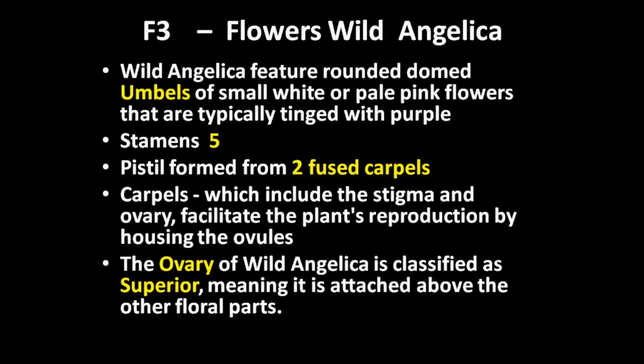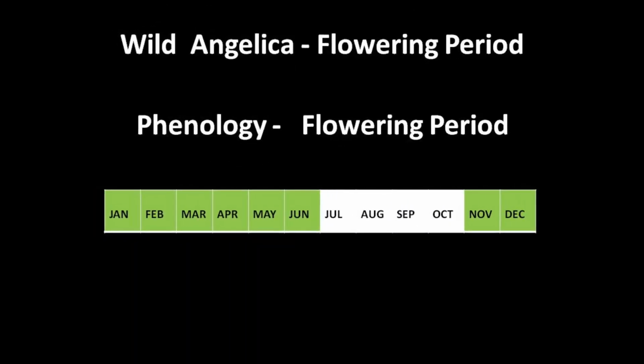The florets are located on the secondary umbel or umbellet, and they typically contain 5 stamens and a pistil formed from 2 fused carpels, which give rise to the ovules, which in turn will then form fruit or seed. The ovary of Wild Angelica is classed as superior, meaning it is attached above other floral parts. As stated, this plant can be seen between the months of July and October.